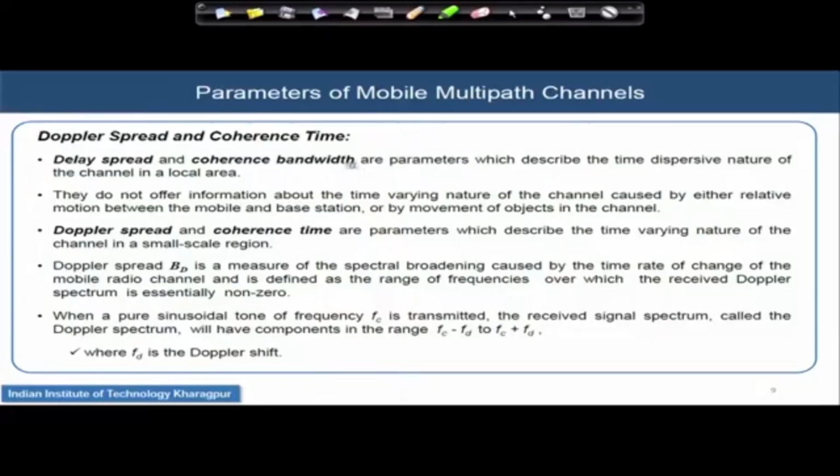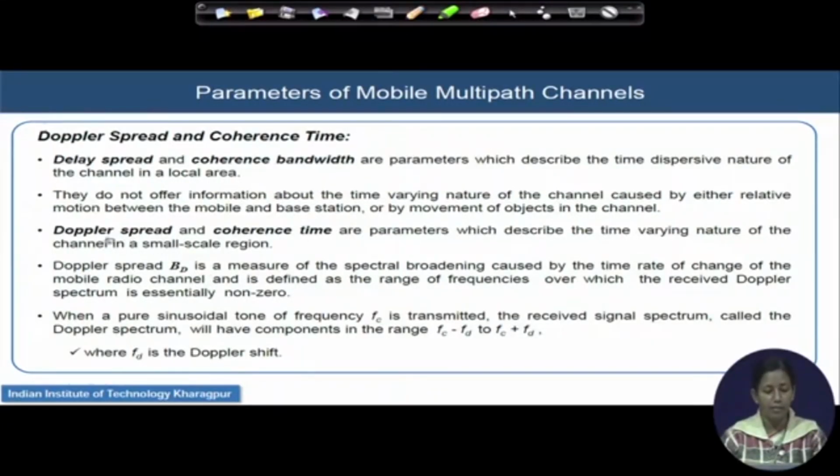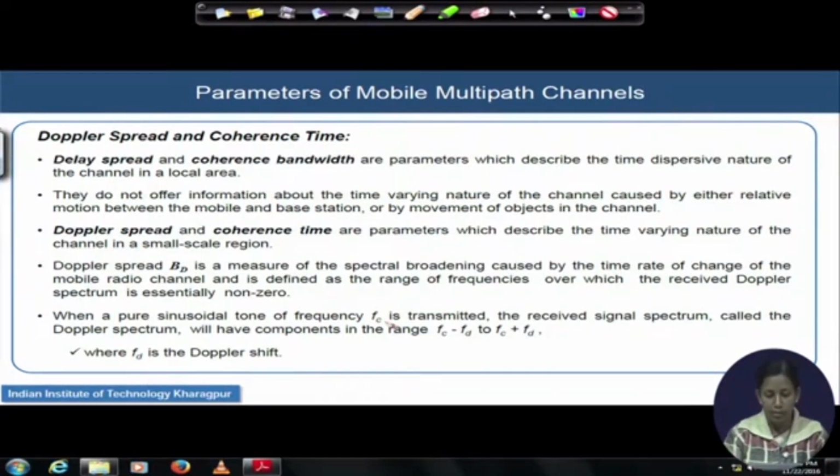That comes from the fact that there is a Doppler spread happening, and there is the concept of the coherence time associated with the channel. What are they? The Doppler spread is denoted as BD here. It is a measure of the spectral broadening that comes up because of the time rate of change of the mobile radio channel, and it is defined as the range of frequencies over which the received Doppler spectrum is non-zero.